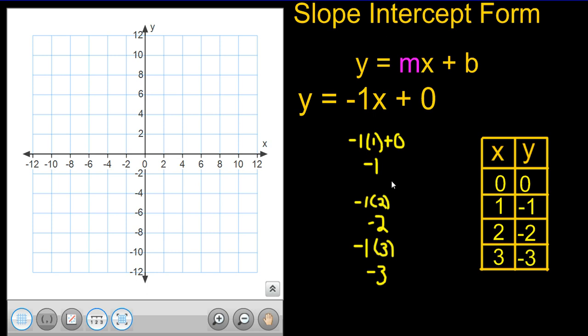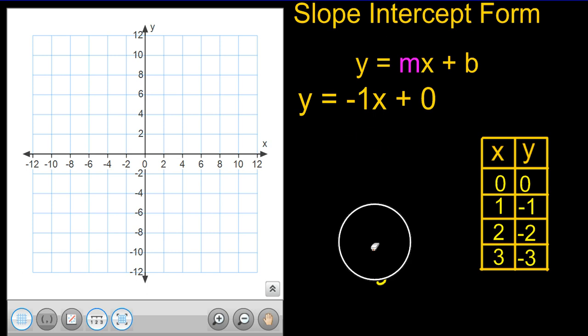So once we've worked this out and filled out our xy table, then I'm going to come over and actually plot my points. So I have 0, 0. Next I have 1, negative 1. Then I have 2: I go 2 to the right and down 2. Then I have 3, negative 3, which would be right here. You can kind of see the pattern that's going on. We're going to have a point right here, a point right here. Whatever the x value is, y is actually going to be the opposite. So if the x value is a negative value, then the opposite would be the positive.